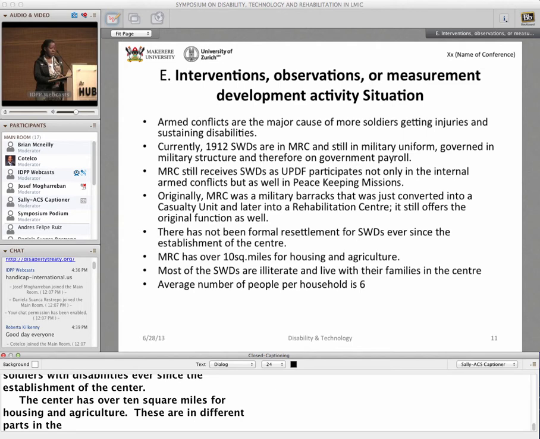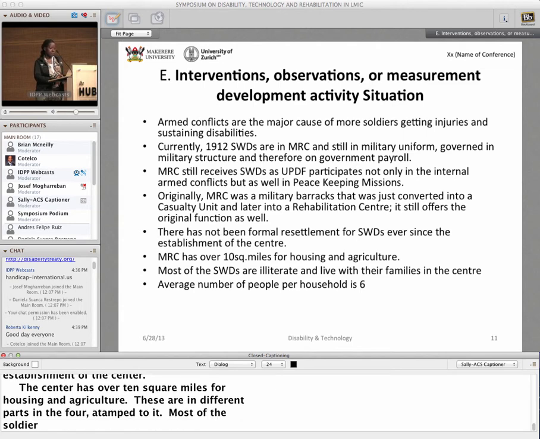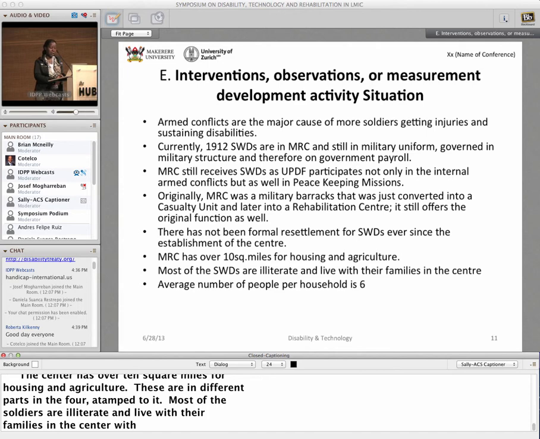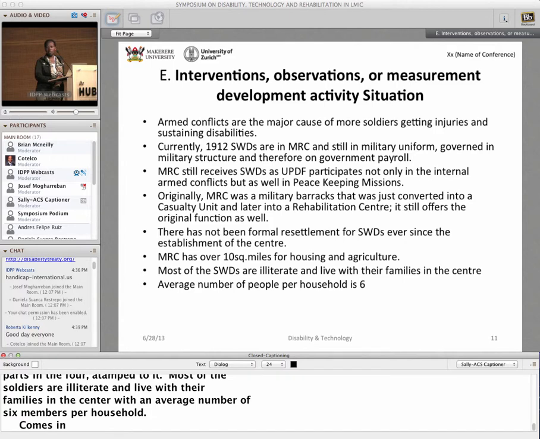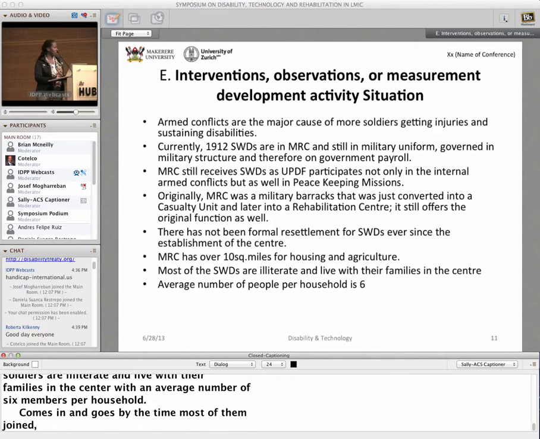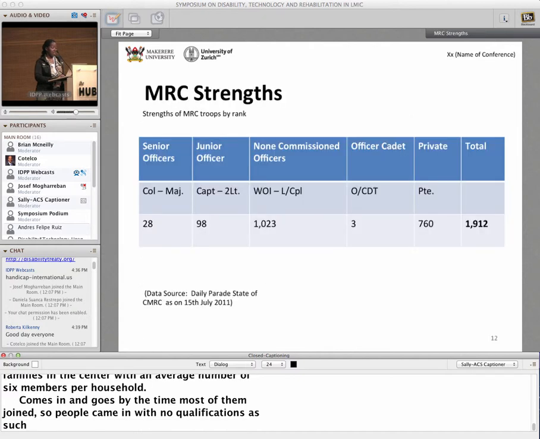Most of the soldiers are illiterate and live with their families in the center with an average number of 6 members per household. The illiteracy comes in because by the time most of them joined, there were guerrilla wars, so people came in with no qualifications as such, and they were not trained.